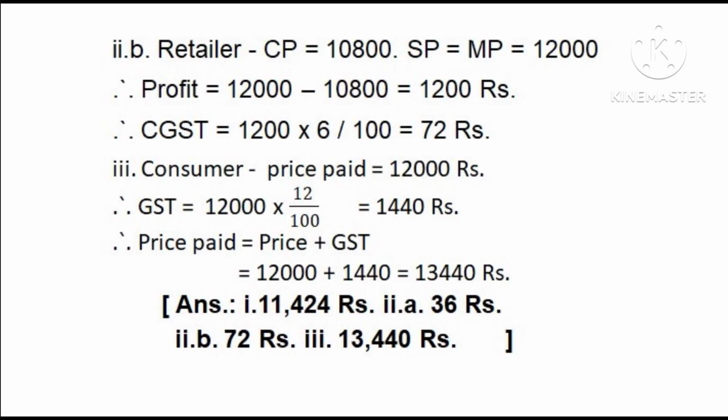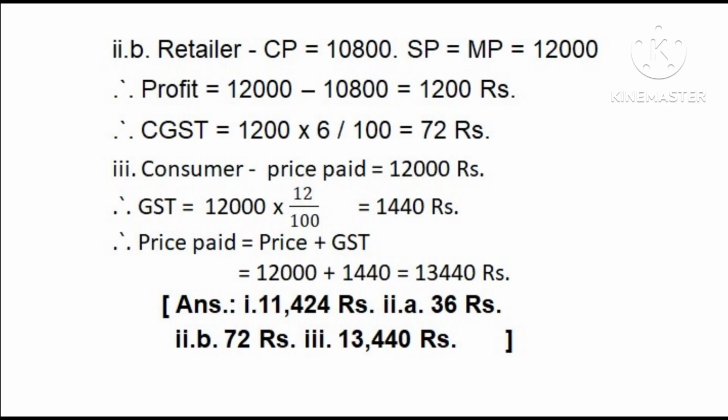For the retailer, CP equals 10,800 rupees. SP equals MP equals 12,000 rupees. Therefore, profit equals 12,000 minus 10,800 equals 1,200 rupees. Therefore, CGST equals 1,200 into 6 upon 100 equals 72 rupees.